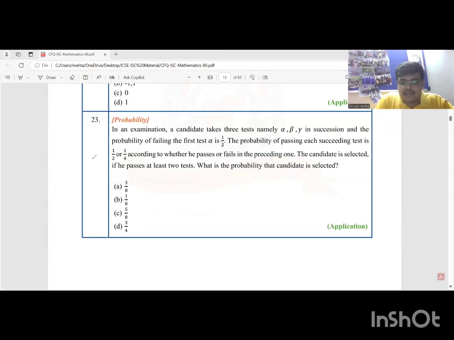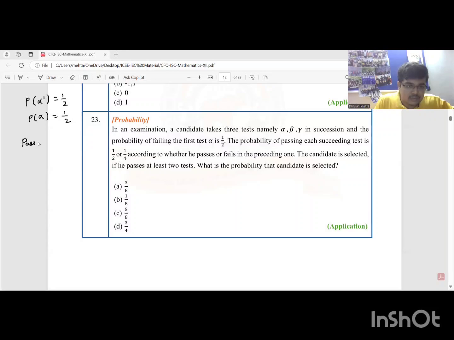So students, the next question that we have is: in an examination, a candidate takes 3 tests, namely alpha, beta, gamma, and the probability of him failing the first test alpha is half. So here, students, probability of alpha dash is given, it is half. Probability of alpha will also be half. The probability of passing each succeeding test is 1 by 2 or 1 by 4, according to whether he passed or fails in the preceding one.